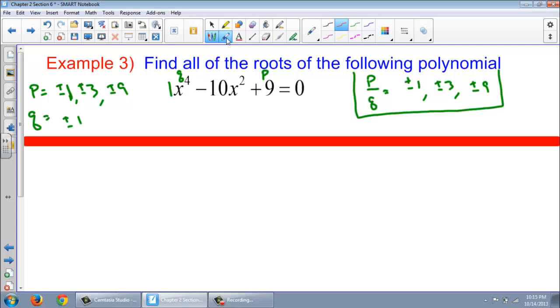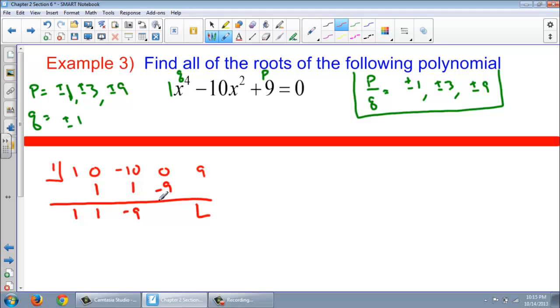Okay, so bear with me here. I always start with 1. So you're going to put 1 in the box, and you're going to synthetic divide just like we're used to. So I need a 1, a 0, a -10, a 0, and a 9. So 1, placeholder 0, -10, placeholder for 0, 9. And we're going to see if it works. Bring down the 1, multiply, add, multiply, sorry, -9. 0 plus -9 is -9. 1 times -9 is -9. It works. So positive 1, I'm going to list them over here, works.